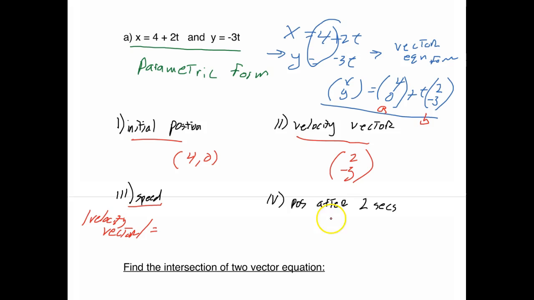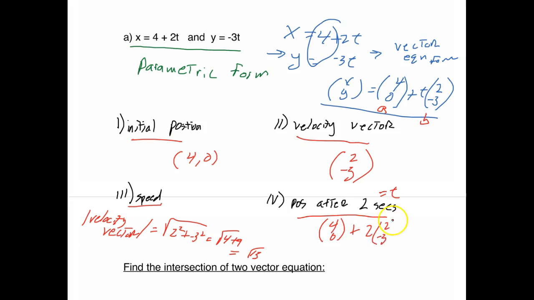So we just use the magnitude formula on this one. So that's going to be square root of 2 squared plus negative 3 squared, which is 4 plus 9, or radical 13. And then the position after 2 seconds, just plug that in for t. So it'll be 4, 0 plus 2 times 2, negative 3. Distribute that 2 to both of them. And you get like that. Add them up. 8, negative 6. Right? So that's how you do this if it's given to you in parametric form. First write it in vector form, and then good to go.